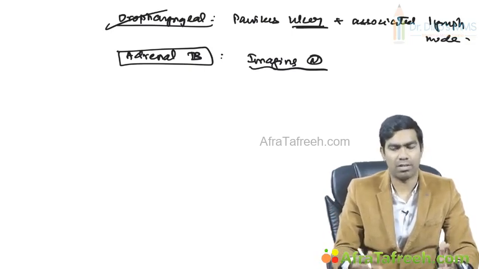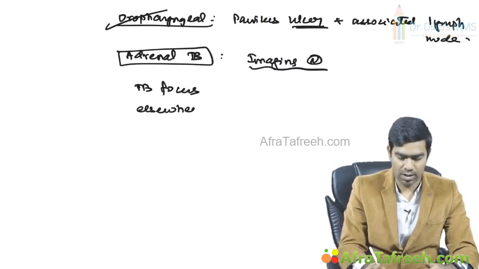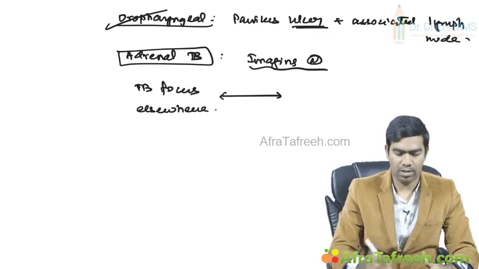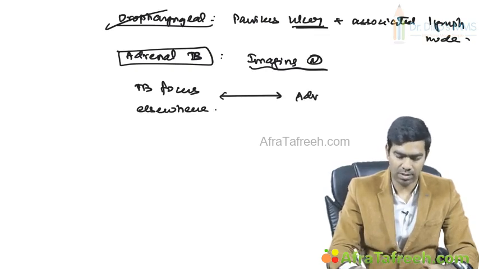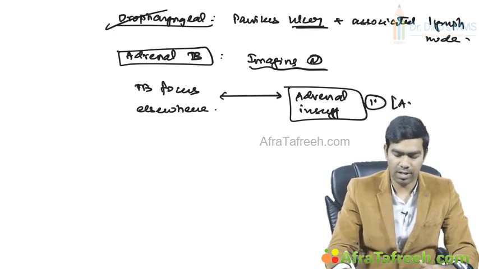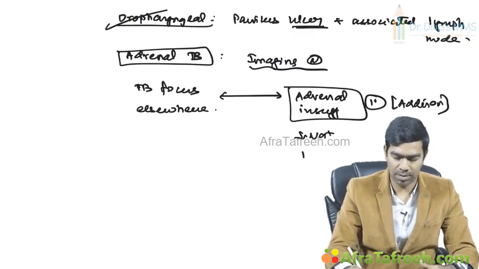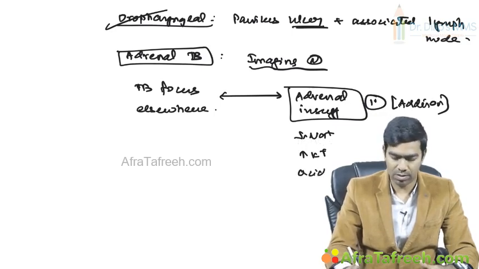Usually what will be the picture in adrenal gland tuberculosis? There will be a TB focus elsewhere. The patient will be having a tuberculosis focus elsewhere in the body. Along with that, the patient will develop adrenal insufficiency. Typically, it will be a primary adrenal insufficiency and that will be an Addison-like presentation. Like the patient will be having electrolyte disturbance, hyponatremia, hyperkalemia, and the patient may develop acidosis. Plus or minus, the patient may go into profound hypotension in times of crisis.